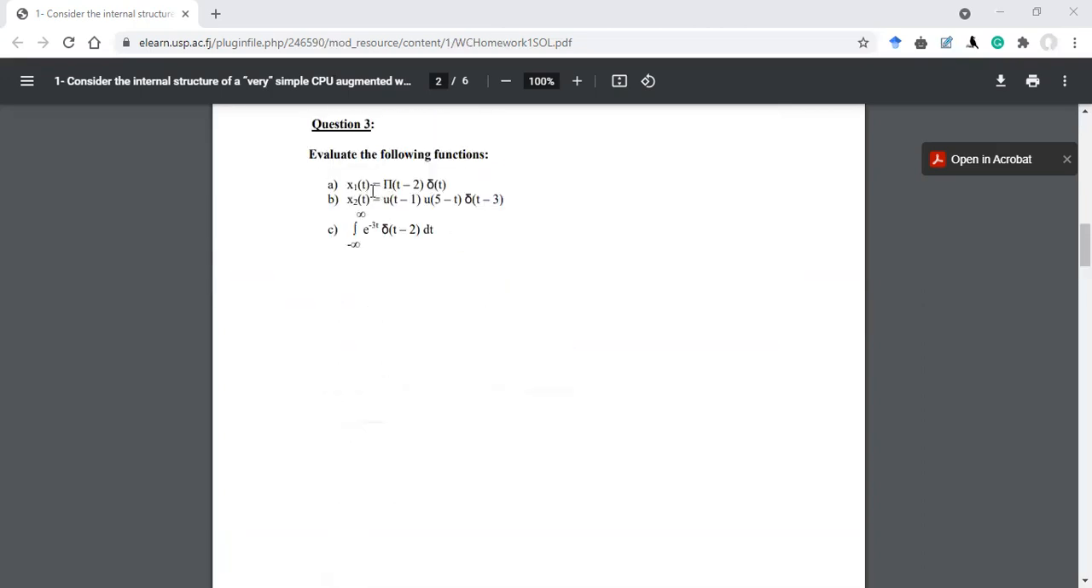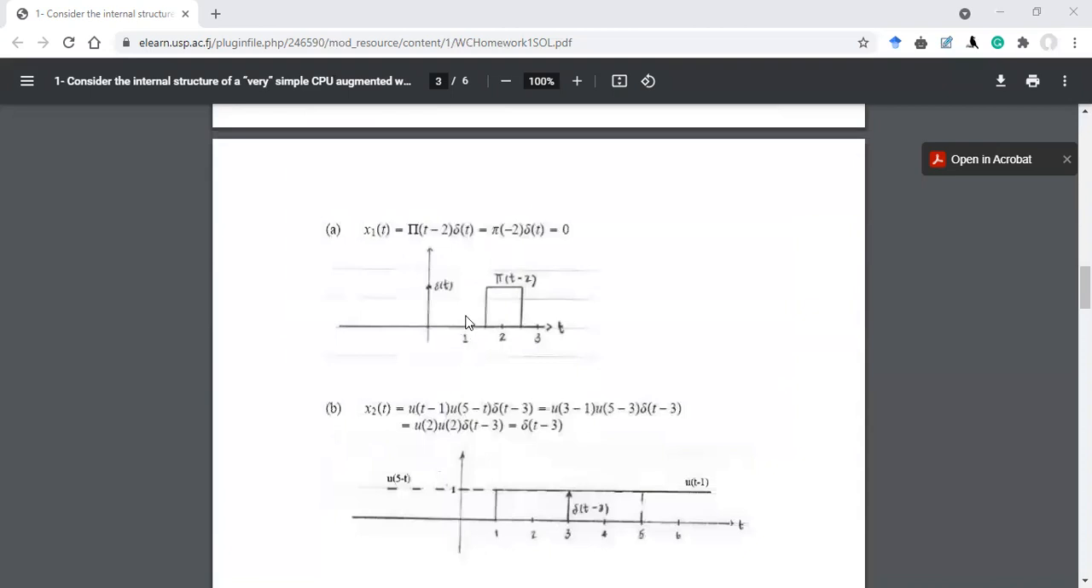If you were to plot this particular function, you would plot something like this, right? The rectangular function at t minus 2 would look something like this, and the center of the rectangular function would be at positive 2. So all of you know what a rectangular function is, right?